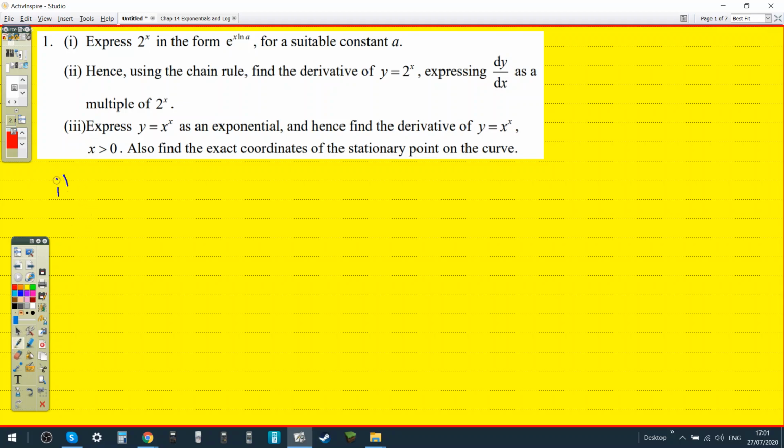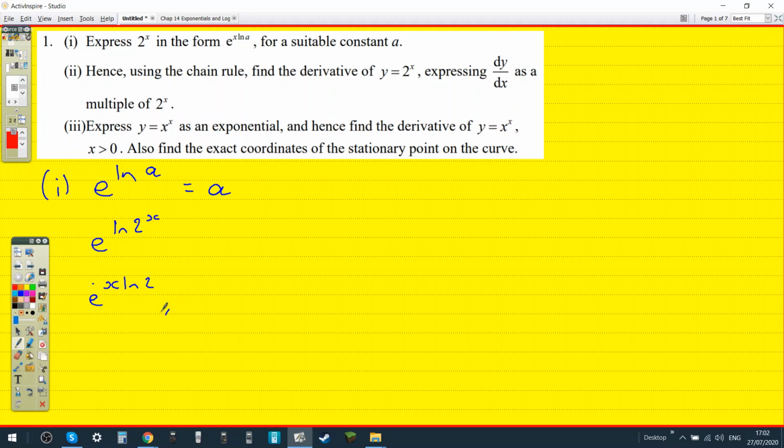So part one, e to the power of ln anything is equal to that same thing. Oh, it's just two. Like A is just two. Yep. So that will be e to the x ln two. And you could say it as e to the ln 2 to the x, and then just move the x to the front.